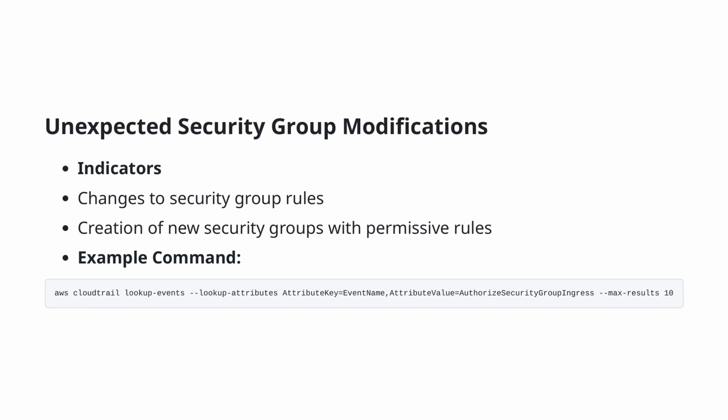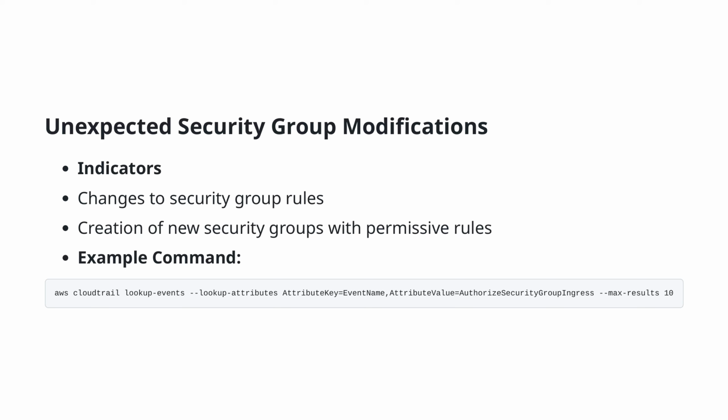On this slide, we're focusing on identifying unexpected security group modifications, another potential indicator of unauthorized activity in your AWS environment. Key indicators to watch for include changes to existing security group rules and the creation of new security groups with overly permissive rules. To track these modifications, you can use command line tools to query CloudTrail logs.